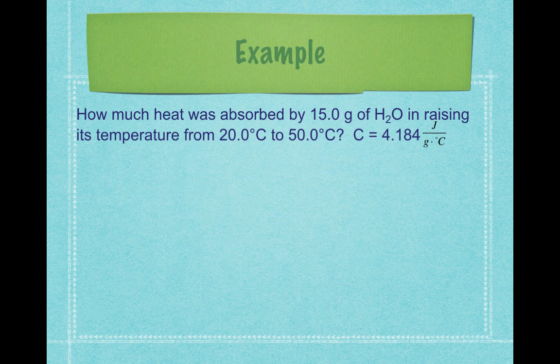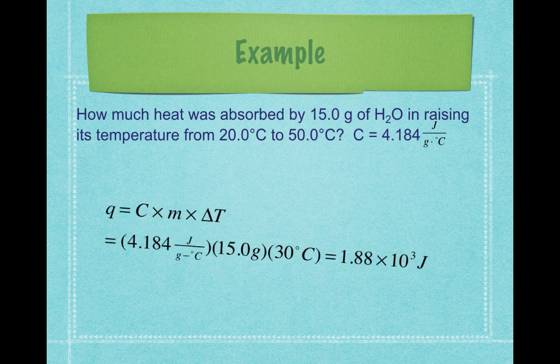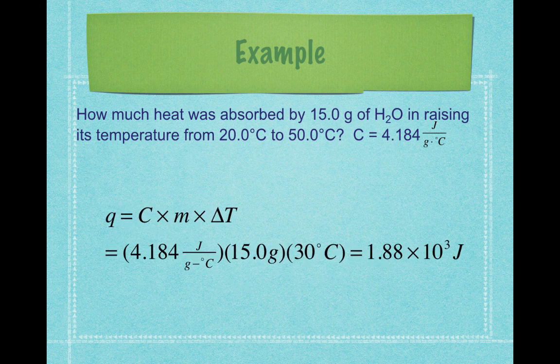Very often you'll also work this out in calories, and specific heat capacity of water is really nice. It is 1 calorie per gram degree C, but we're doing this one in joules. So we've got our equation. We have Q, the heat, is equal to C times M times delta T. And so our specific heat is 4.184. And then we have our mass, 15 grams, our delta T, 30 degrees Celsius, because we're going from 20 to 50. And we get an answer of 1.88 times 10 to the third joules.